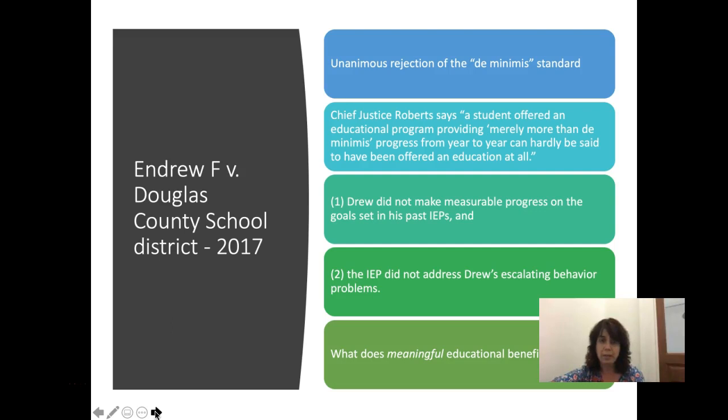You need to be making significant academic achievement and academic progress. It essentially ruled that their son Drew did not make measurable progress on the goals set in the past IEPs, and that the IEP did not address his escalating behavior problems. So this was really a win for special education. It set the bar higher. I would argue that it needs to be even higher than where it's at today based on this Endrew F. case, but this is really monumental to special education law.